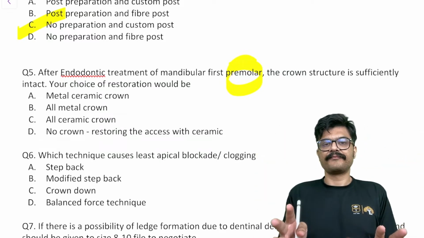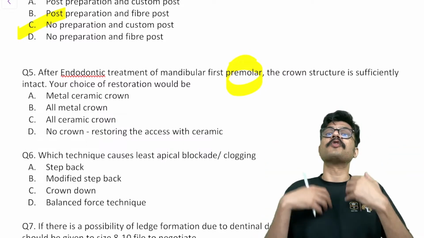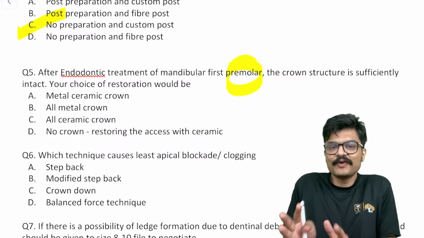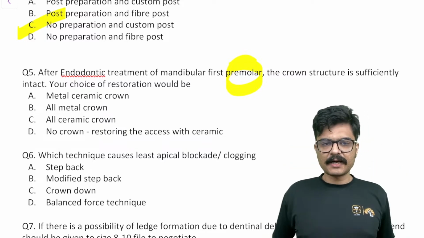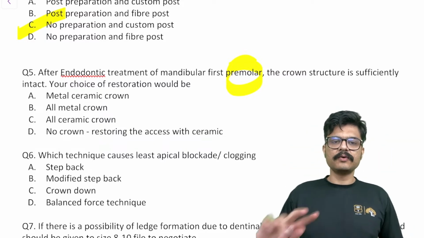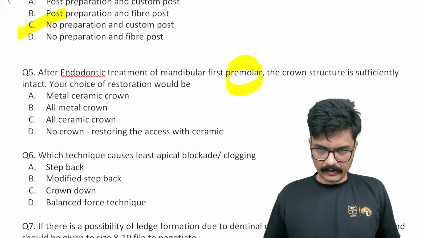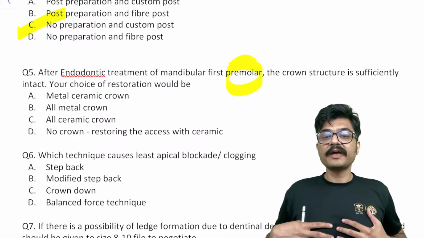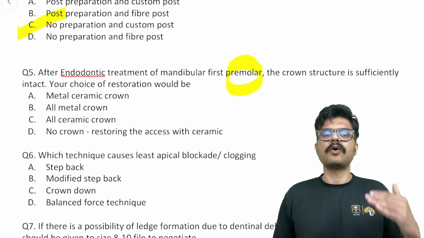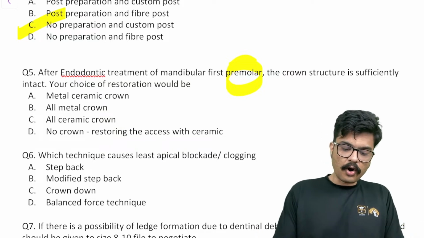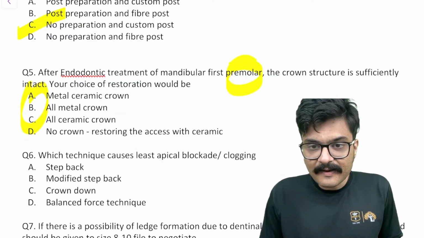Now here is the problem. What do you follow? You have to know both, and you have to follow either, and your following would depend on what the options are given. Look at the options here: metal ceramic crown, all metal crown, all ceramic crown, no crown, just restore the access with ceramic. What he basically means is restore the access with a ceramic inlay, right? Now see guys, when I'm talking of concepts, I don't care whether it's a metal ceramic crown or an all metal crown or an all ceramic crown. For me, all three options mean the same. That is a full crown, which is a cuspal coverage restoration.